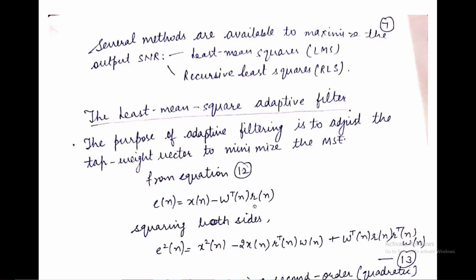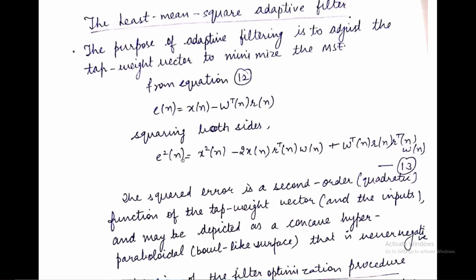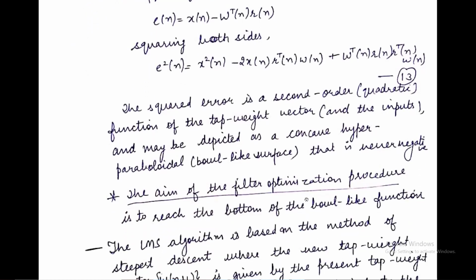So squaring both sides, you will get e squared n is equal to x squared n minus 2 x n r transpose n w n plus... means minus 2ab plus b square. So here a minus b whole square we are using, so a square plus b square minus 2ab. So this squared error is a second order, or we can say quadratic function of the tap weight vector and the inputs, and may be depicted as a concave hyperparaboloidal, or we can say bowl-like surface that is negative.